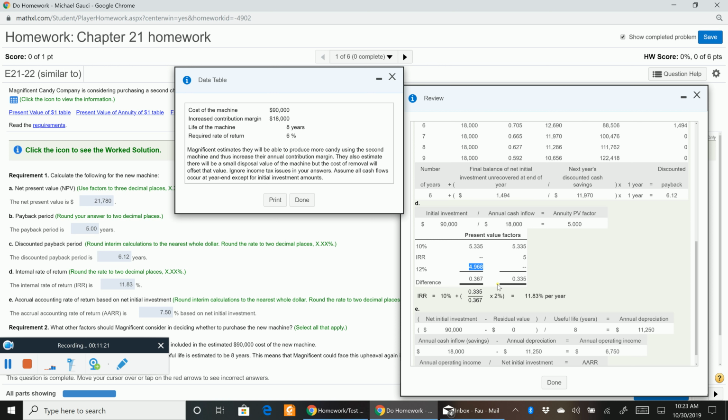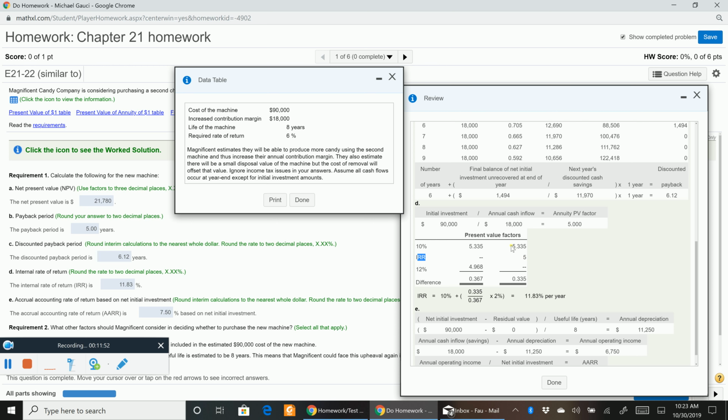In order to figure out exactly where in between 10% and 12% the internal rate is going to be, what we will do is subtract the 10% factor, which according to the table is 5.335 for 8 periods, and the 12% factor is 4.968. The difference is 0.367. And the internal rate of return, like we said, is somewhere in between the 10 and the 12. It's probably in the 11% range.